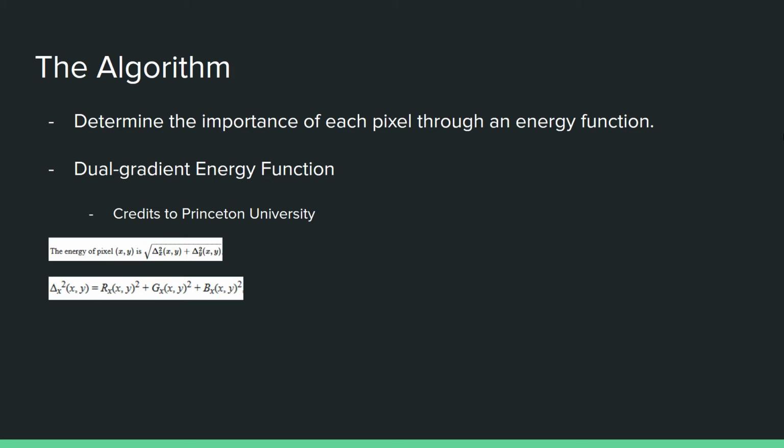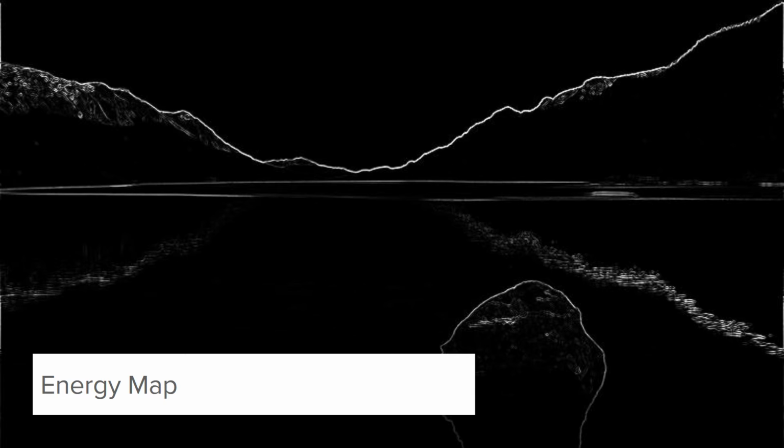The formula follows that pixel xy, with x representing columns and y representing rows, being the square root of the squared x gradient added with the squared y gradient. To calculate the x gradient, we find the differences in the RGB components between pixel x plus 1, y and pixel x minus 1, y. Square each RGB component and then add them together to get the x gradient. This is similarly applied to get the y gradient. The end result is that this function measures the importance of each pixel, where the higher the energy, the less likely the pixel will be included as part of a seam.